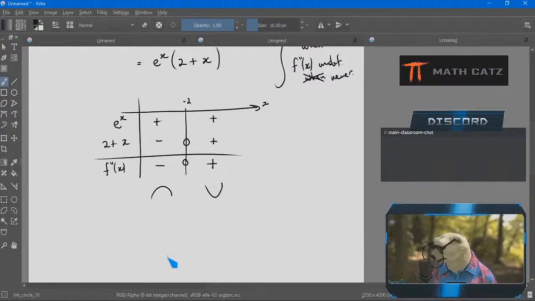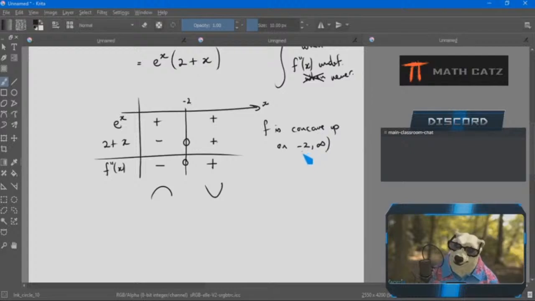Actually, let's do it over here. F is concave up on certainly negative 2 to infinity. Infinity always gets a round bracket. Negative 2. What kind of bracket does it get? So in the process of writing these sentences, I am sort of answering the inflection point question. I'm finishing the inflection point question at the same time.